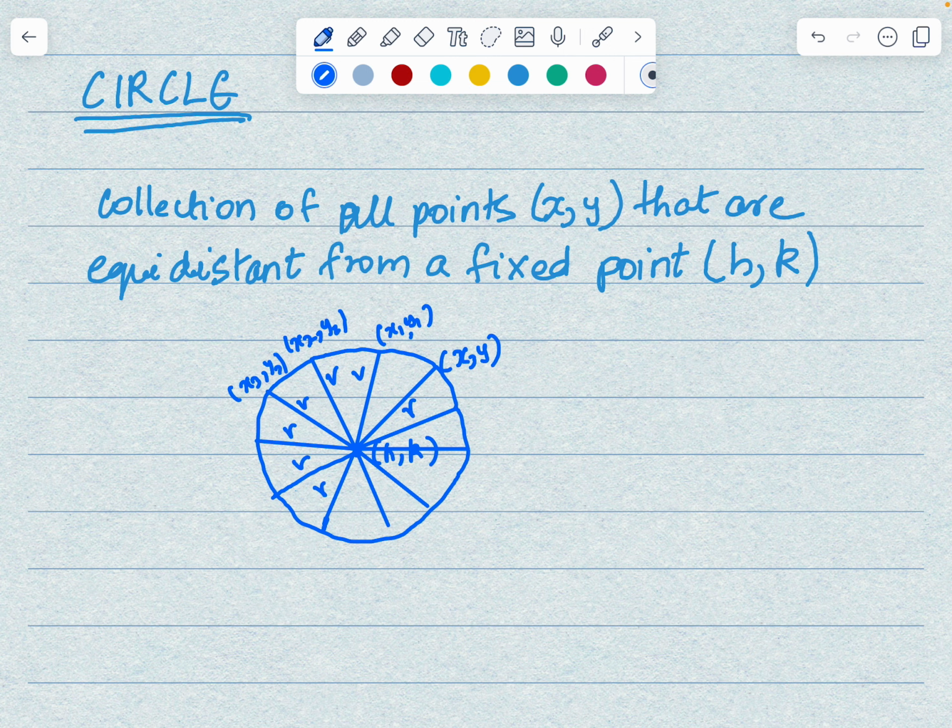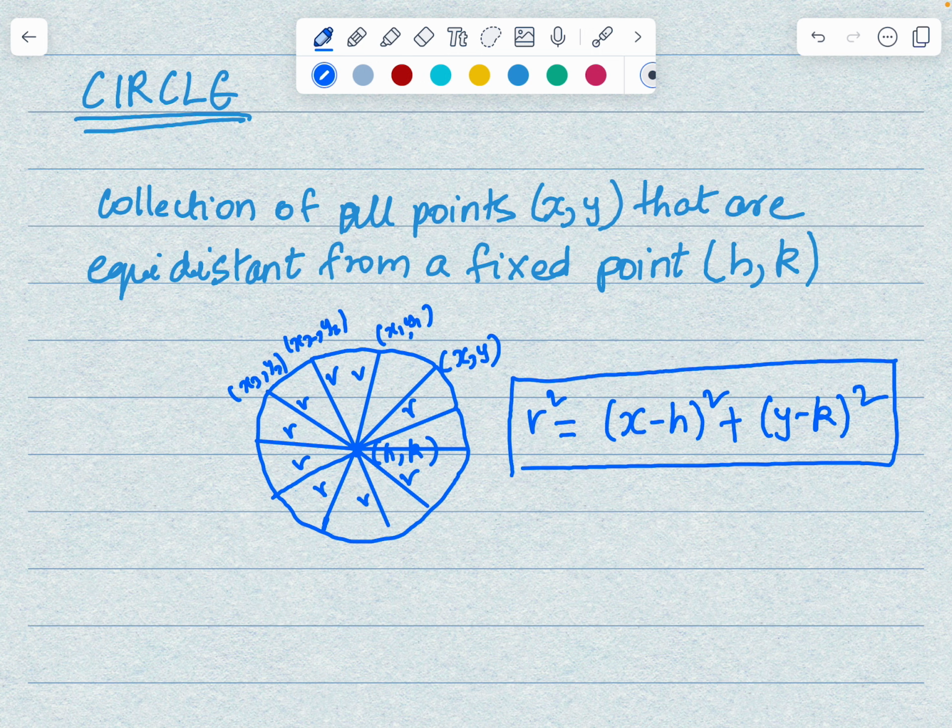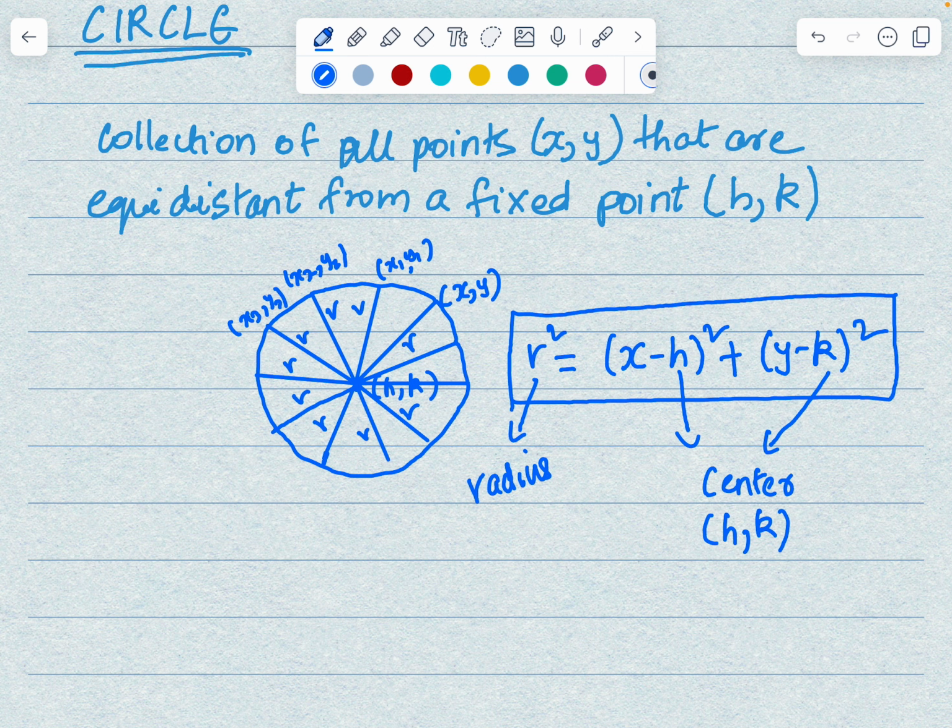So it's a collection of all points x, y that are equidistant from the fixed point h, k. Now, if you go back to your distance formula and apply it to find this distance r, it would be nothing but x minus h the whole square plus y minus k the whole square. And this is the equation of a circle with radius r and the center point h comma k.